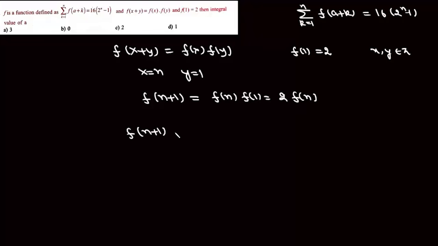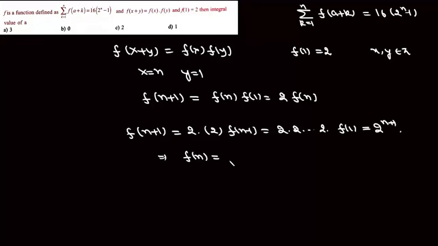So f(n+1) will be 2 f(n), and then for f(n) we can write this as 2 f(n-1), and using iteration we can write 2 into 2 into 2 till f(1), and f(1) is 2, so it will be simply 2 to the power of n+1. So from here we can say this f(n) is 2 to the power n.